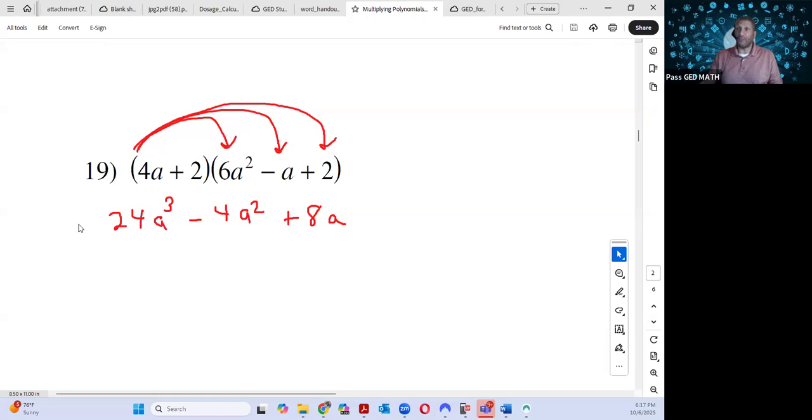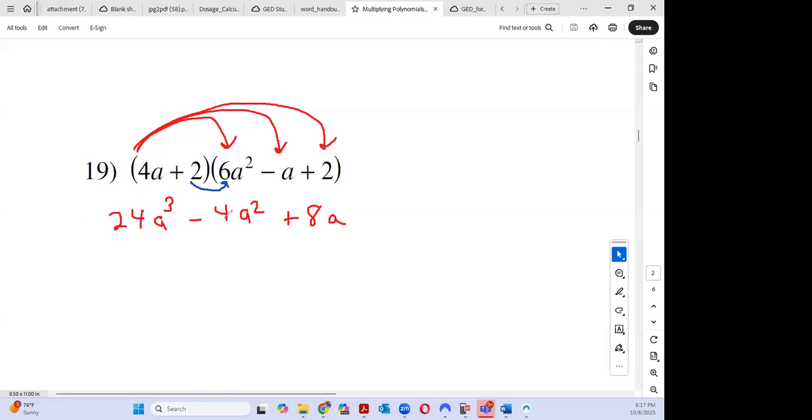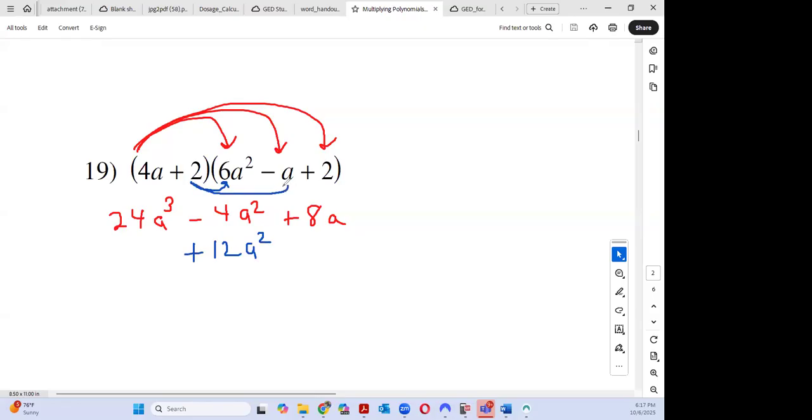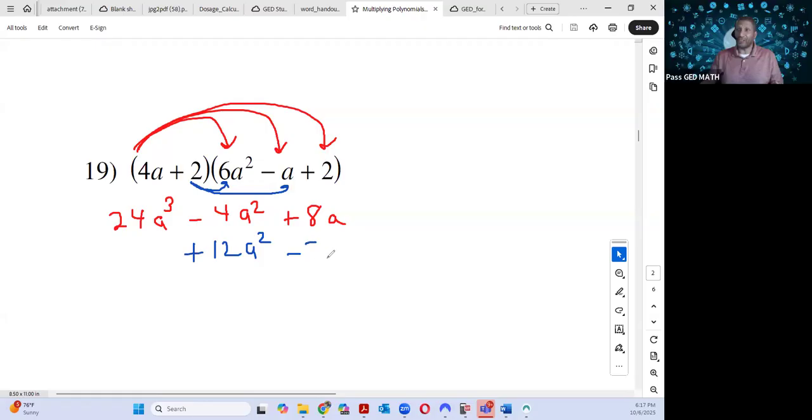Now I'm going to change my color to blue here. 2 times 6 is 12a squared. So I'm going to put it under here. Plus 12a squared. If you notice, I'm multiplying the coefficients first. 2 times minus 1 is minus 2. Bring my variable along with it. Minus 2a.